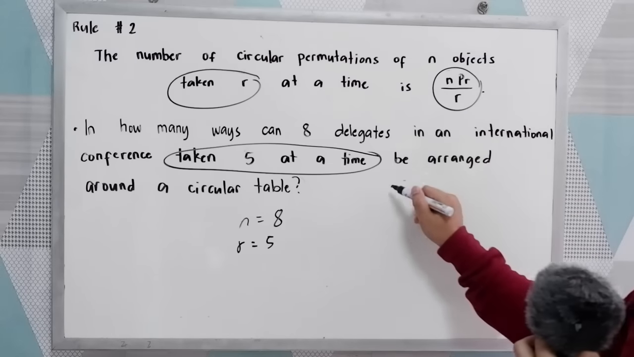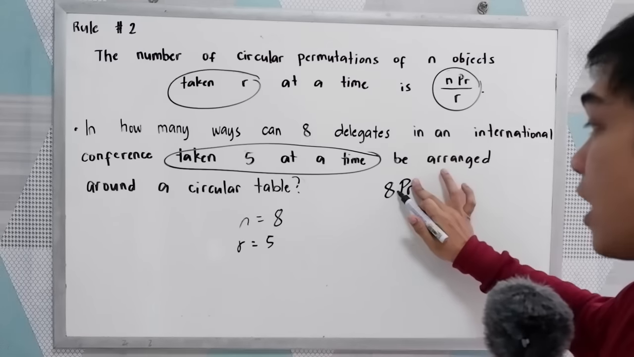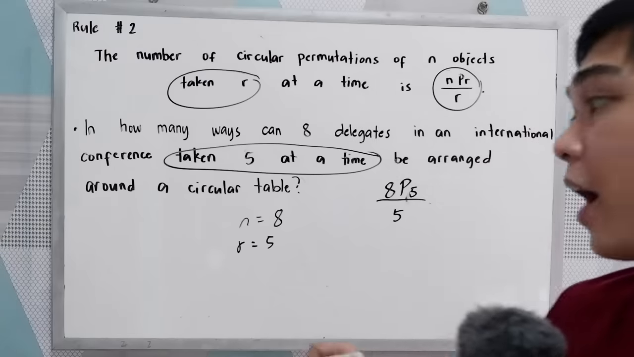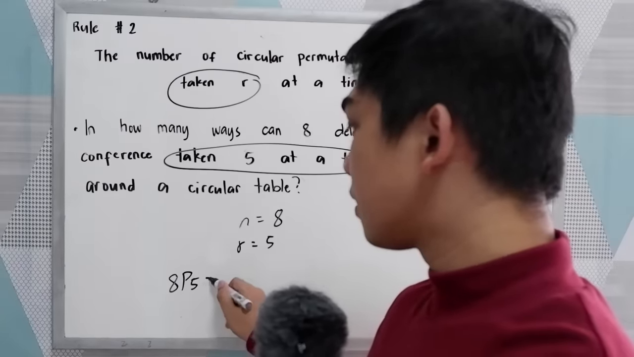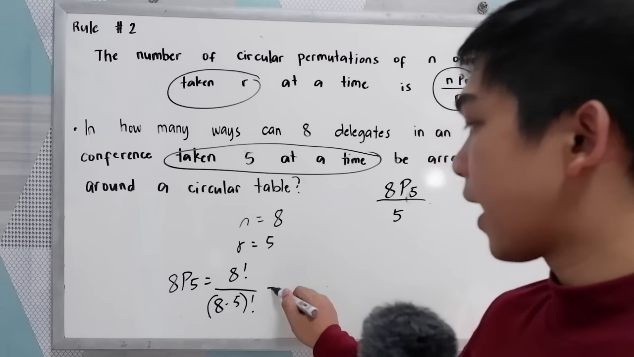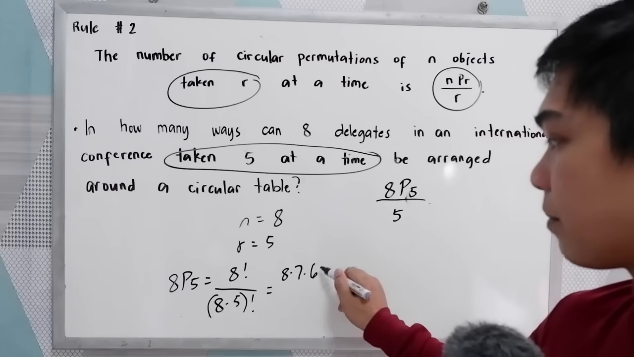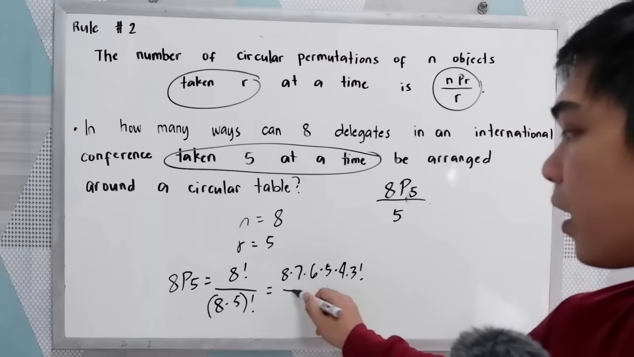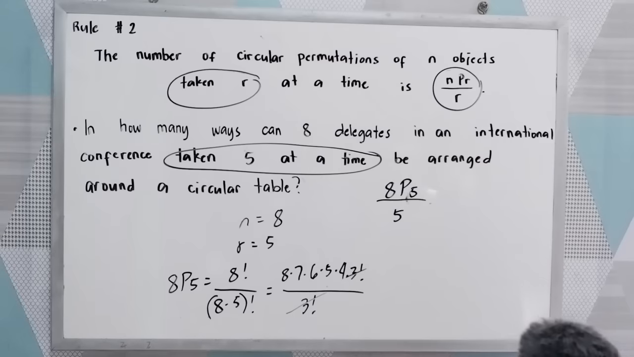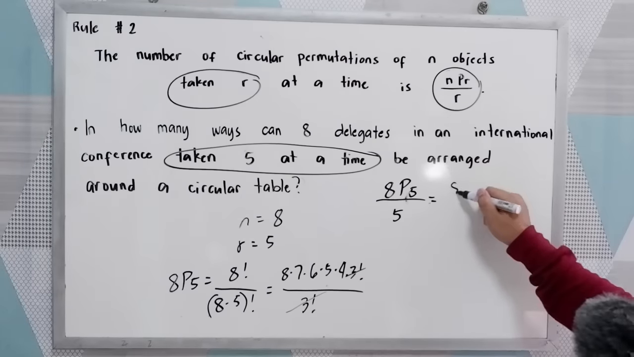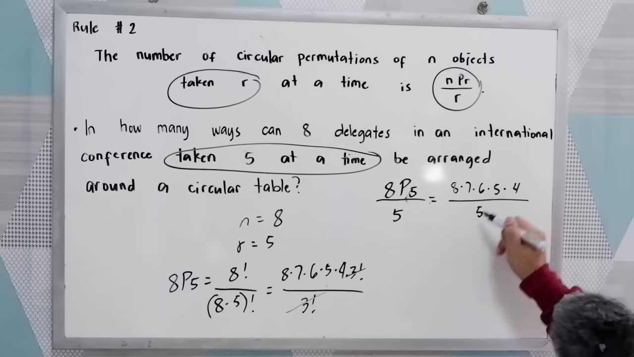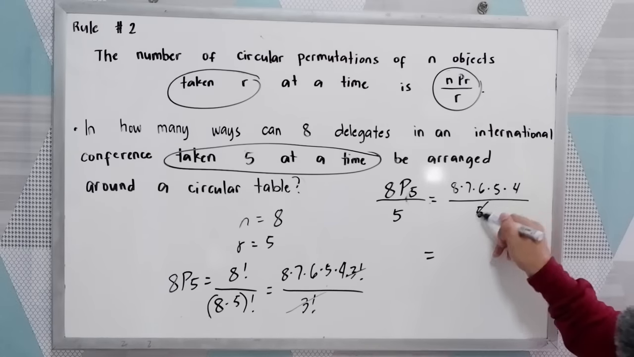Substitute in our formula, that is 8Pr or 8P5 all over 5. Now simplify 8P5, that is 8 factorial all over 8 minus 5 factorial. So that is 8 times 7 times 6 times 5 times 4 times 3 factorial all over 3 factorial. So 8 minus 5 is 3, that's why we have 3 factorial. So this will be cancelled out. Now we have 8 times 7 times 6 times 5 times 4 all over the denominator 5. So use the cancellation method. So cancel.